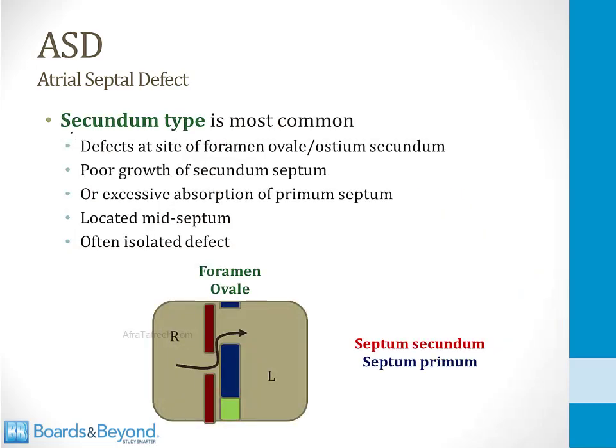There are a number of subtypes of ASDs. The most common subtype is called the secundum type. This is a defect in the wall between the left and right atria at the site of the foramen ovale and the ostium secundum. It's caused by either poor growth of the septum secundum or excessive absorption of the septum primum. I'll explain what I mean by this in a minute. These defects are located in the middle of the wall. In other words, they are mid-septum, and they often occur as isolated defects, meaning they do not generally occur in conjunction with other forms of congenital heart disease.